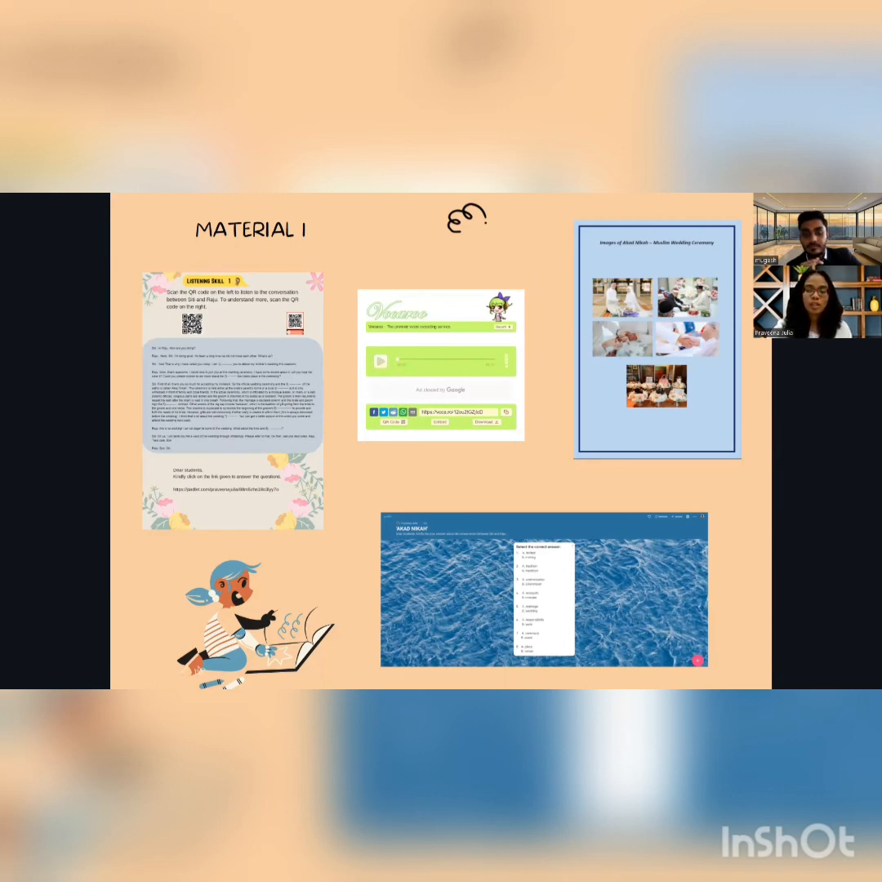The second QR code will take them to another page where it will show them some images of the akad nikah, which is the Muslim wedding ceremony. Students have to answer these questions by clicking on the Padlet link below, and it will bring them to the Padlet page, where students have to answer the questions. Moving on to the second material that we have created.